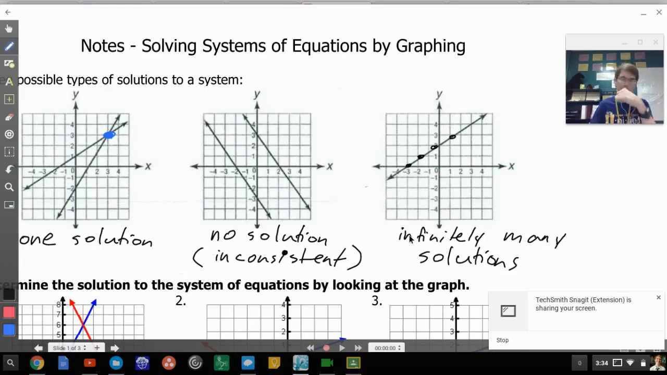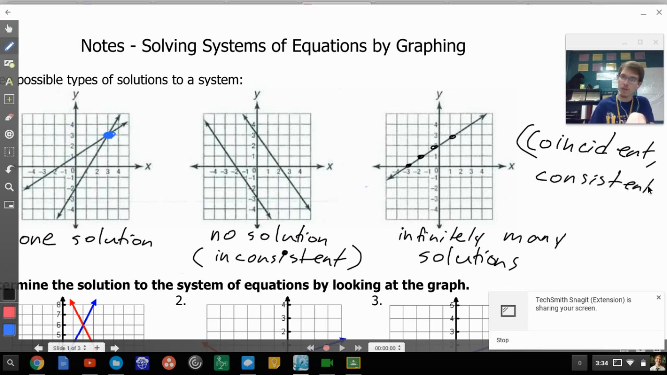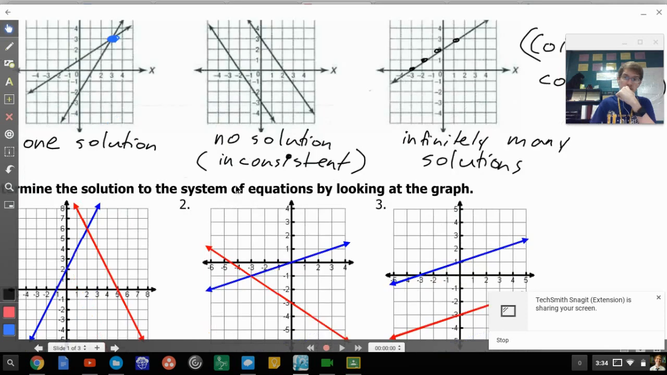Now a couple of words you might see for this occasionally are coincident, meaning the lines coincide, or consistent. Occasionally you might see this, so be prepared that they might show up in a word problem or something. All right, let's look at some examples.